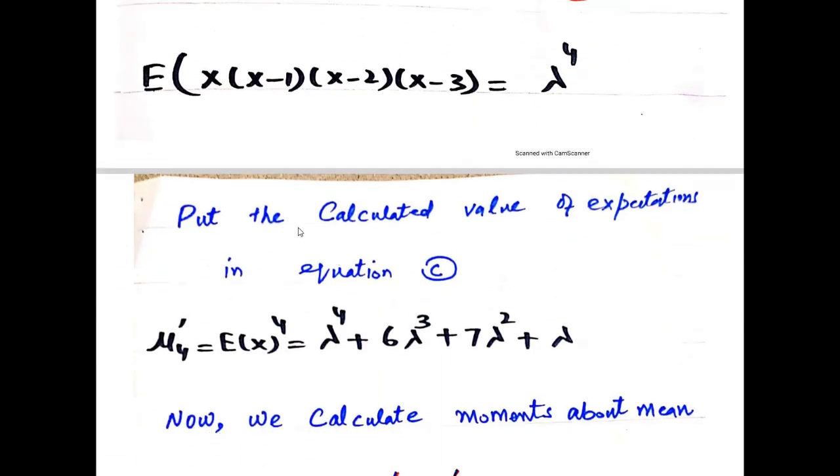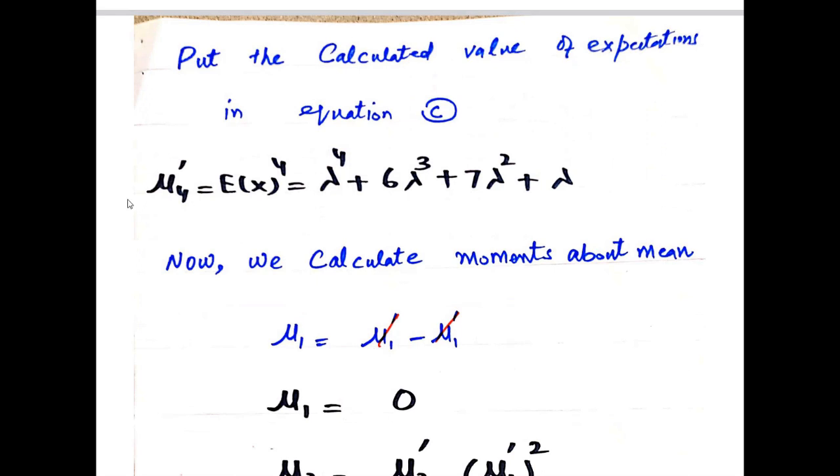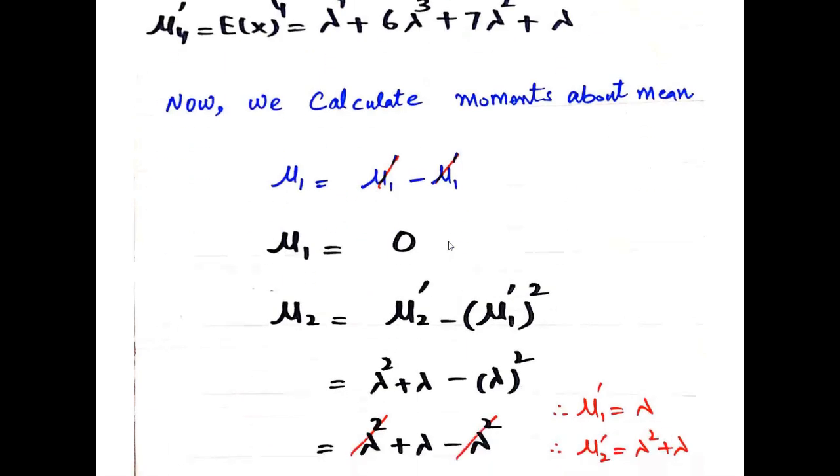Put these values in equation C. Lambda^4 + 6 lambda^3 + 7 lambda^2 + lambda. So this is the fourth raw moment, mu4 prime. This is the fourth raw moment, the fourth moment about origin. Now we calculate moments about mean from the moments about origin that we calculated.